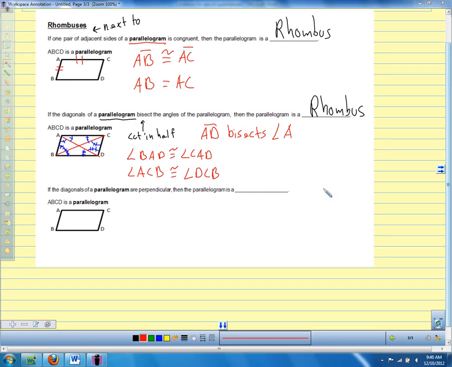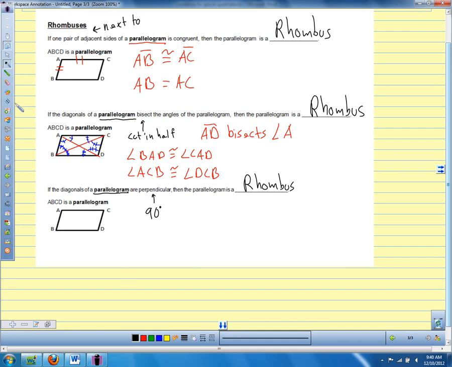Questions on that one? All right, our last one. If the diagonals of a parallelogram are perpendicular, then the parallelogram is a rhombus. And perpendicular means what kind of angle? Right angle, or how many degrees? 90 degrees. Perpendicular, right angle, 90 degrees, all mean the same thing. So if the diagonals are perpendicular, then the parallelogram is a rhombus.